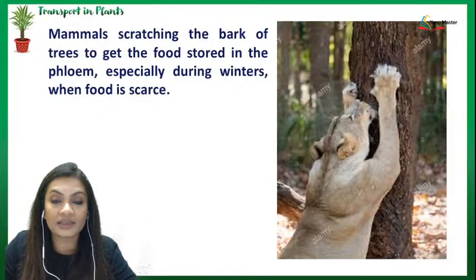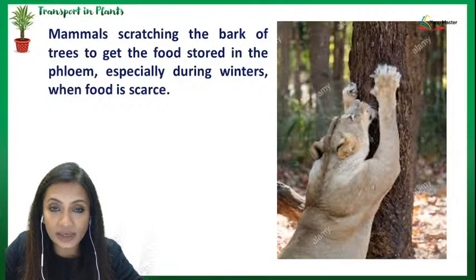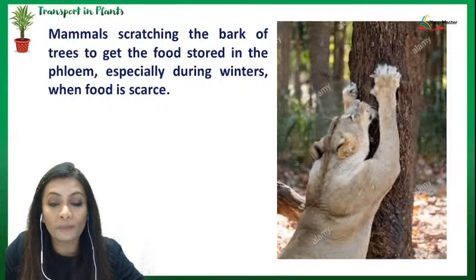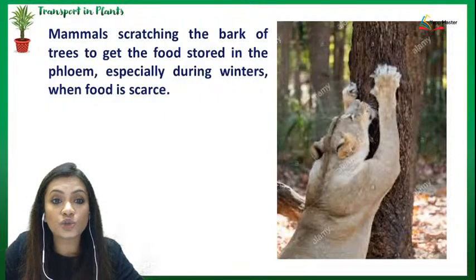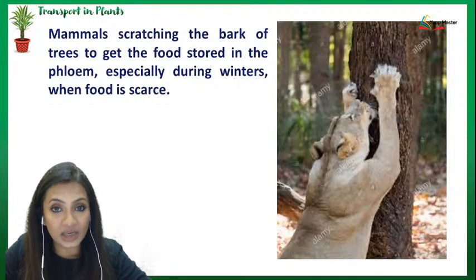They have a general practice of doing this. Whenever they see that there is a scarcity of food around them, they go to the barks of the trees and start scratching the barks there, and they obtain food from the phloem. So, mammals scratch the bark of trees to get food which is stored in the phloem, especially during winters when the food around them is scarce.